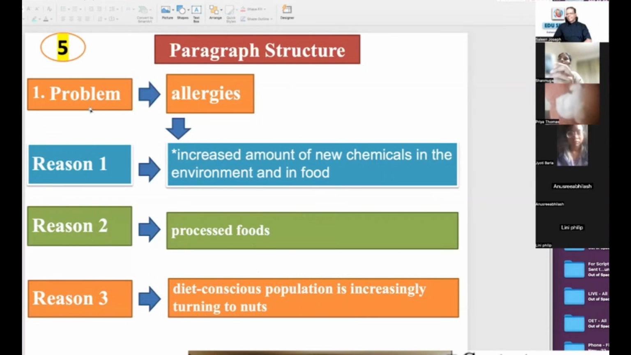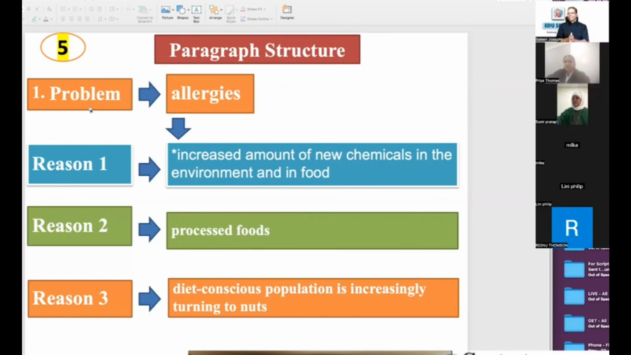This is how you have to analyze. Every paragraph has got a structure. I said need not be all problems, reasons. This is luckily here. Sometimes it can be a problem and solution 1, solution 2, solution 3, or a problem and factor and the associated issues, whatever it is. There is a paragraph structure. Problem, allergies. Reason 1, increased amount of new chemicals in the environment and in food. Reason 2, processed food. Reason 3, diet conscious population increasingly turning to nuts.